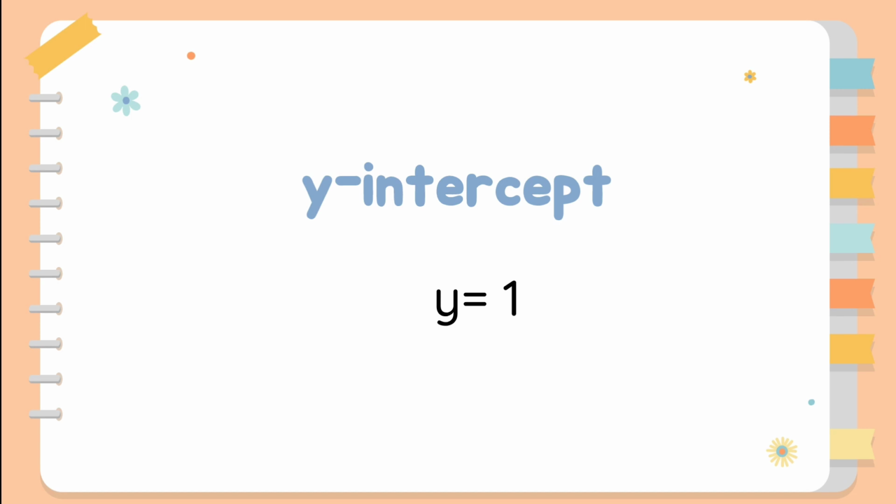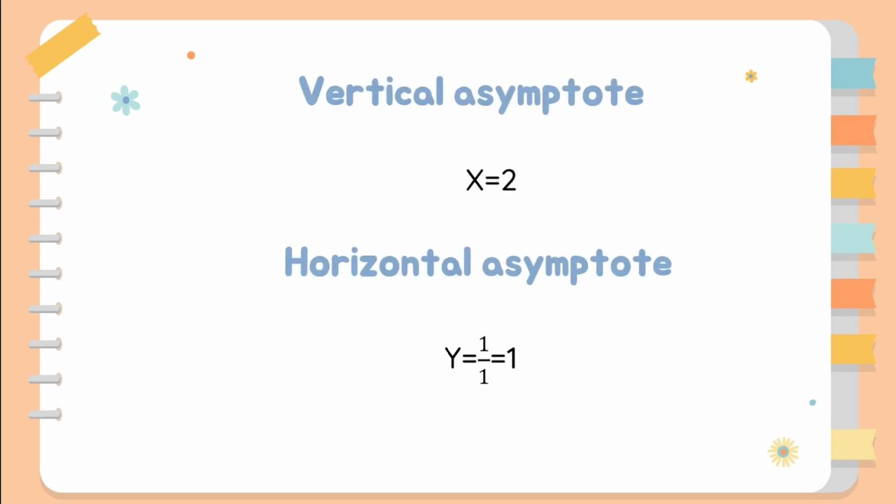Y-intercept: y equals negative 1. It is the coefficient of your constant, and that is negative 2 over positive 2. Negative 2 divided by positive 2 equals negative 1, hence our y-intercept. Vertical asymptote: x equals negative 2, and horizontal asymptote: y equals 1 over 1 equals 1. The leading coefficient of numerator and denominator, that is y equals 1 over 1 equals 1.